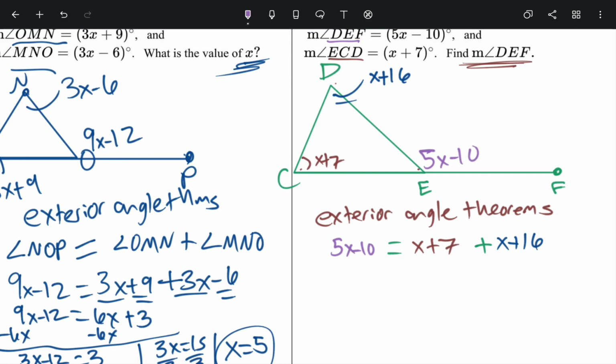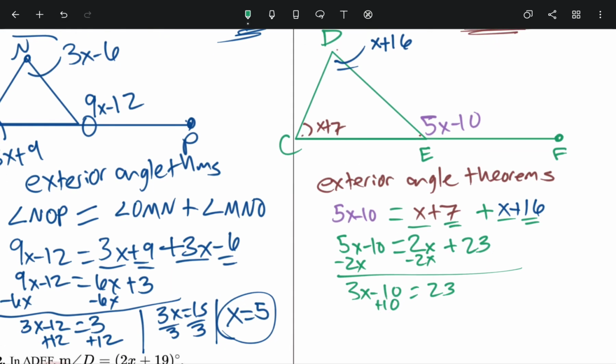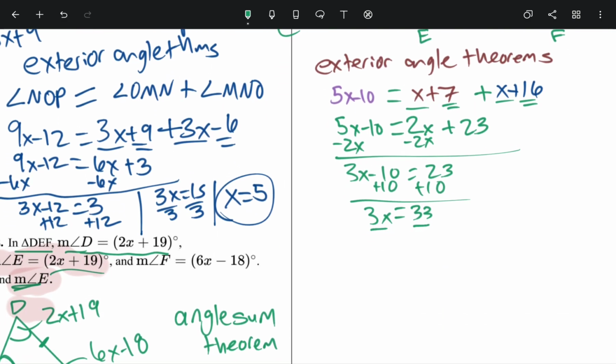So on the right side, I'm going to combine like terms. So we get x plus x is 2x. 7 plus 16 is 23. And that is still equal to 5x minus 10. Subtract 2x from both sides. We get 3x minus 10 equals 23. I'm going to add 10 to both sides. We get 3x equals 33. Now divide both sides by 3. We get x equals 11.